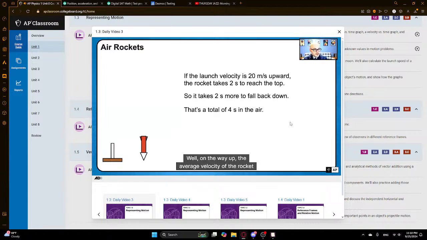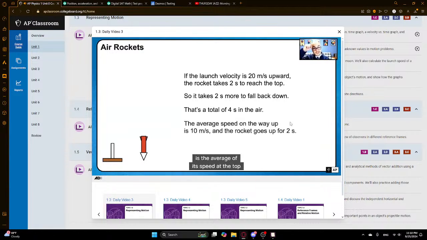Well, on the way up, the average velocity of the rocket is the average of its speed at the top and its speed at the bottom. The average of 20 and 0 is 10, and it spends 2 seconds going up. So if a rocket spends 2 seconds moving with an average speed of 10 meters per second, the rocket's maximum height is 20 meters.